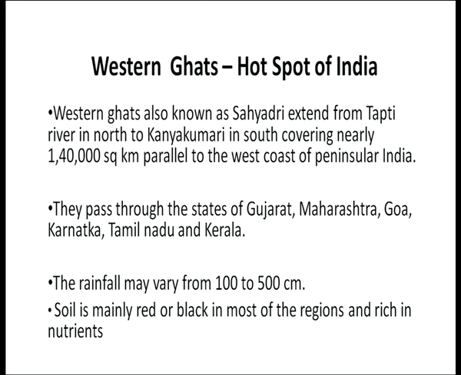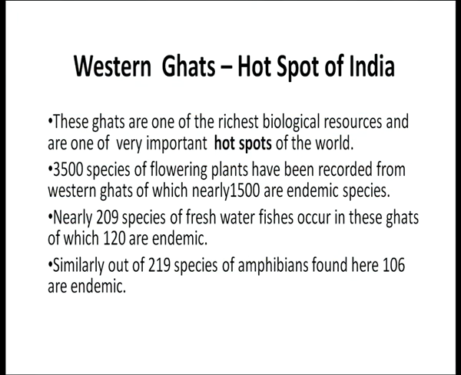The soil is mainly red or black. Most of this region is rich in nutrients. These Ghats are one of the richest biological resources and are very important hotspots of the world. They contain 3,500 species of flowering plants, out of which 1,500 species are endemic here.